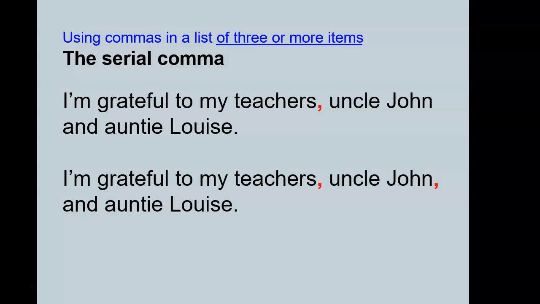When we use a comma, it introduces a pause. If we're reading out loud, we naturally pause at the comma. If we're reading silently, our mind naturally pauses at the comma, and it gives the sentence a rhythm that makes the meaning clear. So in the second sentence, it is very clear that we're talking about teachers who are separate from Uncle John and Auntie Louise.